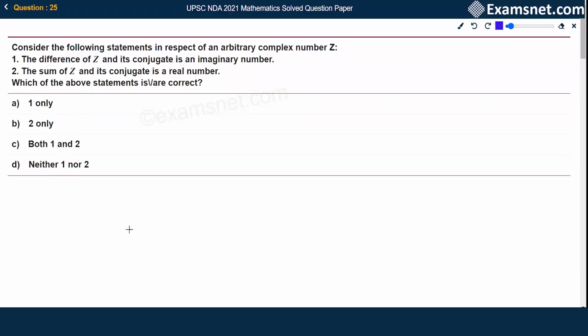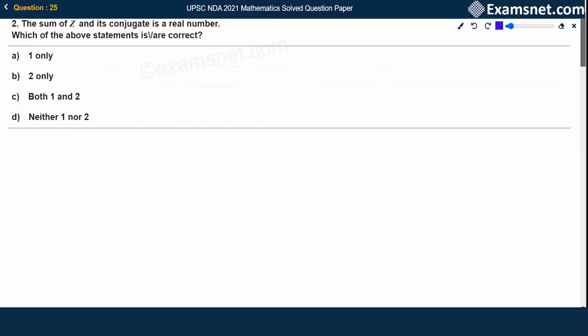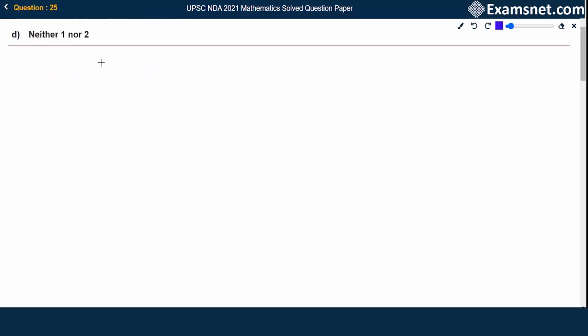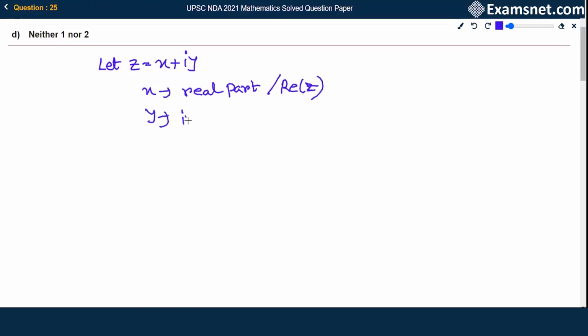Okay, so in order to solve this sum, first let me discuss the concept of complex numbers. Let's say z equals x plus iy be a complex number, where x is called the real part of the complex number. And here y is called the imaginary part.